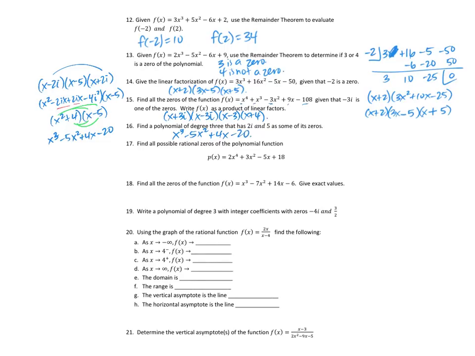Find all possible rational zeros of the polynomial function. And so what we want to do is we want to do factors of 18 divided by factors of 2. And so the list of all of those guys is going to be plus or minus 1, plus or minus 2, plus or minus 3, let's see, plus or minus 6.